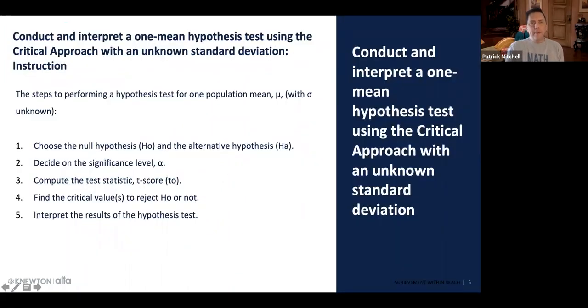So to review the steps for conducting this type of hypothesis test, first we're going to choose our null hypothesis and our alternative hypothesis. We're going to decide on the significance level, which in a statistics class will usually be given. We're going to calculate the test statistic, which is the t-score. We talked about that in the last video. And that calculated test statistic is denoted by t sub 0. And in this video, we're going to use the critical value approach, which means we're going to find the critical values that will help us to determine whether or not to reject the null hypothesis. And we always end by interpreting the results.